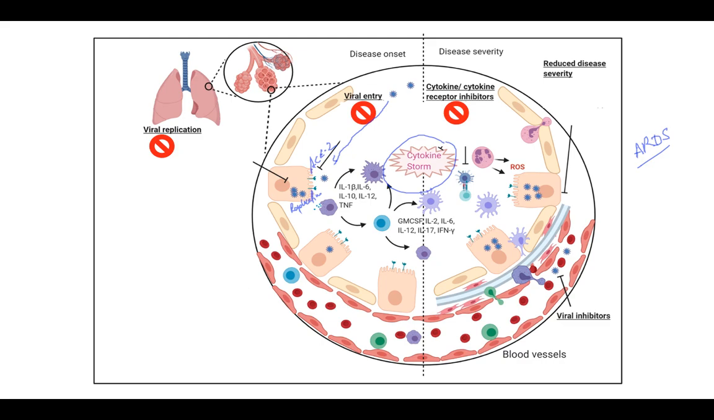Another thing which we can do for reduced severity is that if we can somehow stop this lung fibrosis or overwhelmed immune response. Last, we can also stop some of these viruses which are entering into the bloodstream and making this disease progression more and more critical.